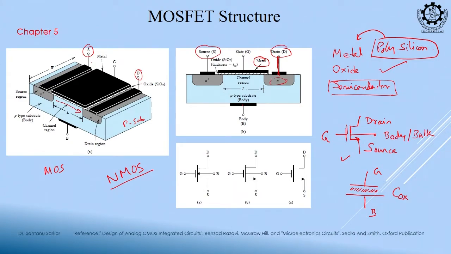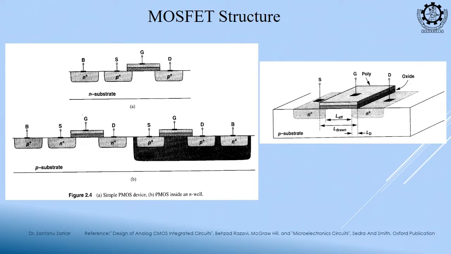This is the gate, this is the body. In the off state this can behave like a capacitor, and this capacitance COX is generally written in terms of per area. So, we will multiply it with the total area. Once again, let us discuss.